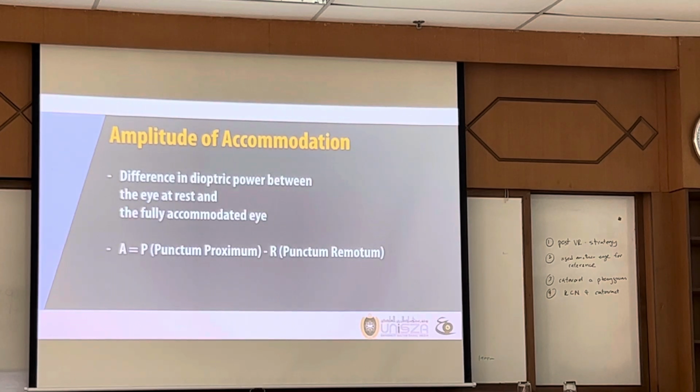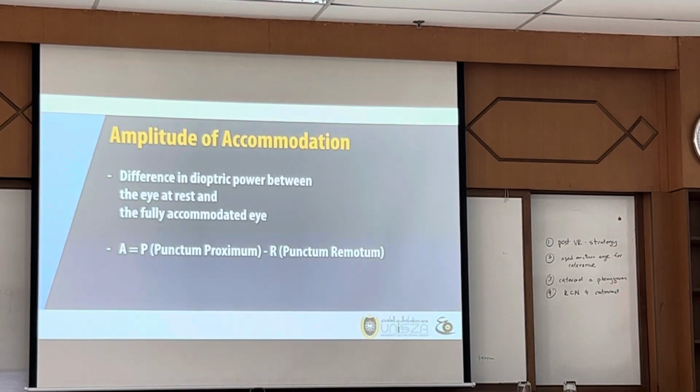So amplitude of accommodation is basically the difference in dioptric power between the eye at rest and fully accommodated. That means when the eye is fully at rest, the patient is seeing distance at infinity. Then the difference between infinity and the nearest point the patient can see is when the lens is at full accommodation. That is the range of clear vision provided by your normal crystalline lens, as long as you are still accommodating.